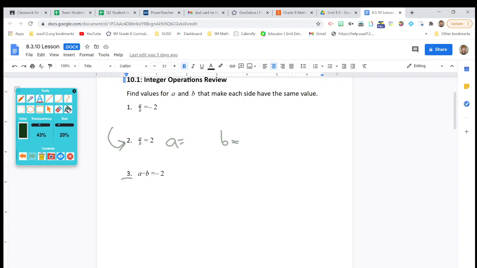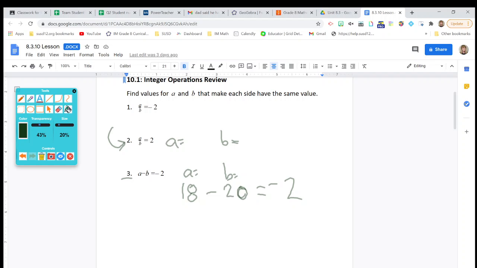Let's try number 3 together. Now, A minus B is going to equal negative 2. So what if I just said, how about A equals 18? And then minus B, what is B going to be such that 18 minus B is going to equal negative 2? 18 minus what equals negative 2? I got it. B equals 20. 18 minus 20 equals negative 2.